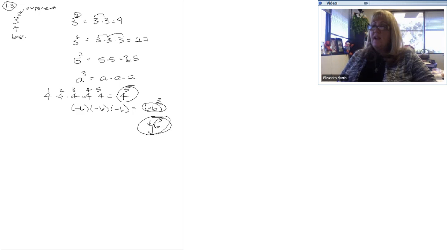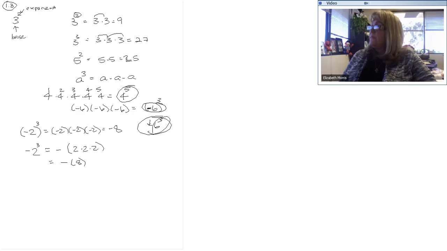So let's look at something. If I had negative 2 cubed and negative 2 cubed, this means negative 2 times negative 2 times negative 2, which is negative 8. Okay? Whereas this means the opposite of 2 times 2 times 2. And 2 times 2 times 2 is 8, so my answer would be negative 8. Now, in that case, they'd be the same. But I want to show you where they wouldn't be the same.